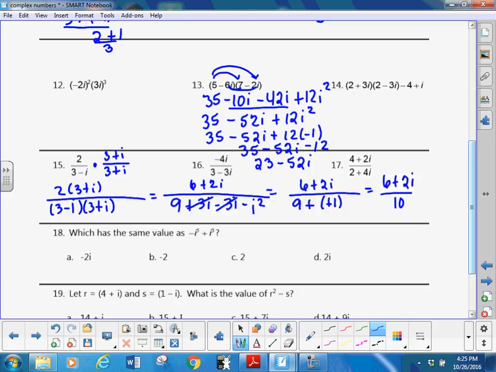I need to separate these so that I can have my real part, the a here, and the bi second. And then this is simple to simplify. It's 3 over 5 plus 1 over 5 i.